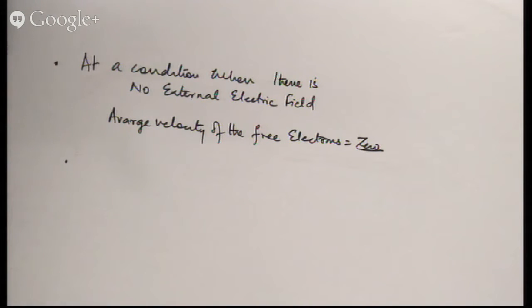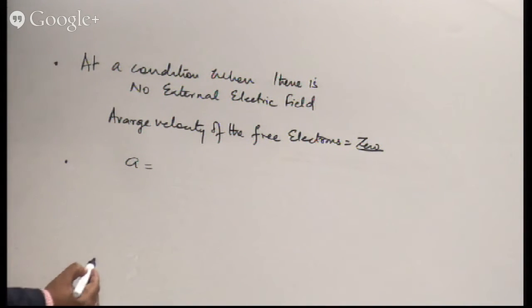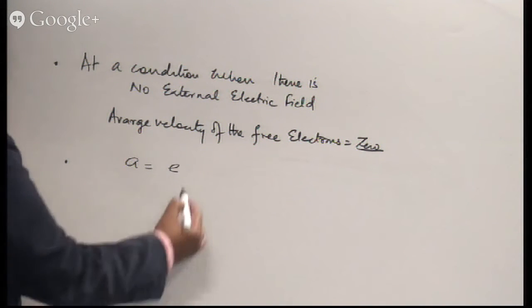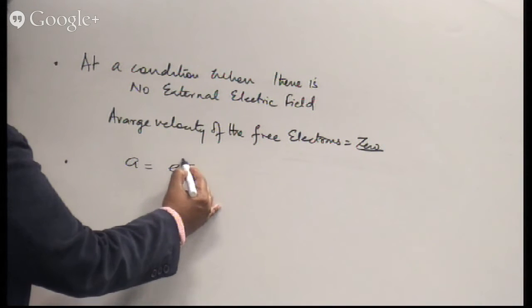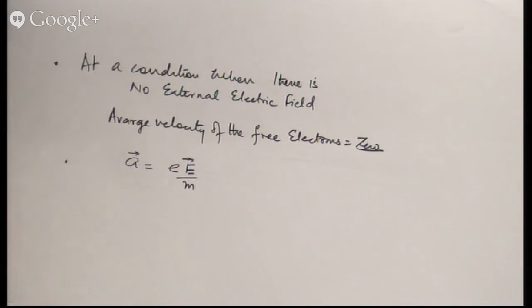You create an external electric field, and the charged particles accelerate. What is the acceleration they get? What is acceleration equal to? Force upon mass. What is the force acting? If I take e as the charge of the electron, E as the electric field, this will be the acceleration. Okay? Now what happens? These electrons will be accelerated, but there is a problem.